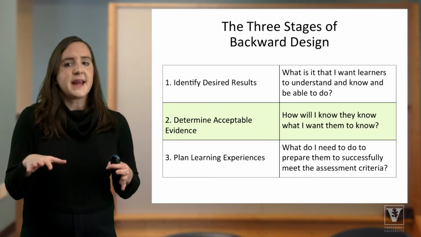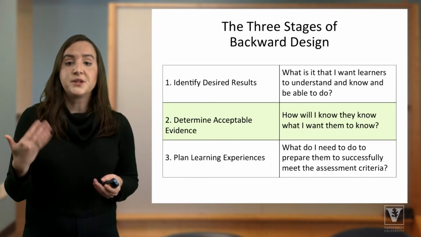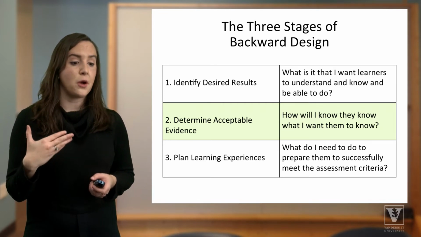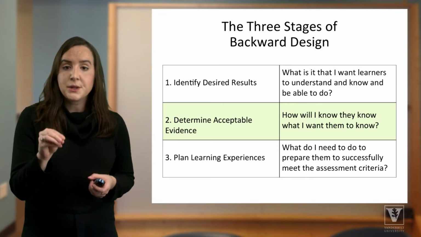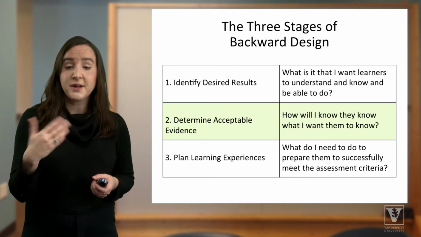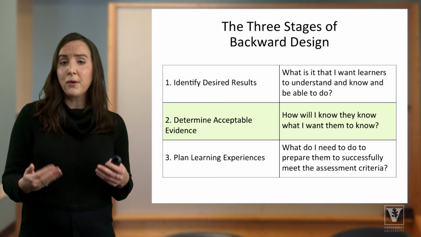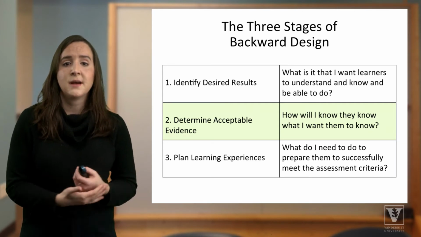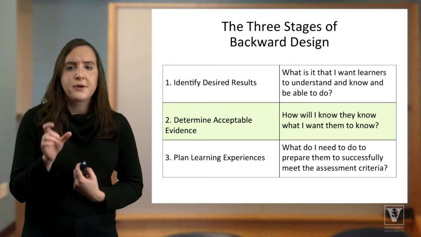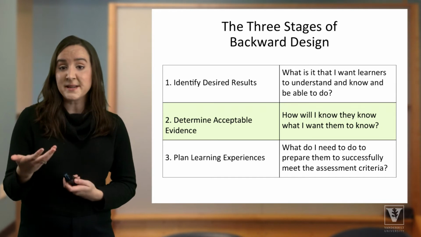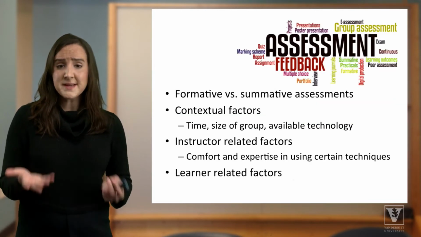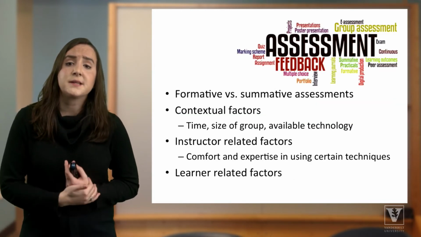The second stage of backward design is determining acceptable evidence. So what evidence can students generate that will show that they've met those learning objectives that you've set forth for them? And how are you going to collect that evidence? Another word for this stage might be assessment. So with assessment, there are a few things to take into consideration.